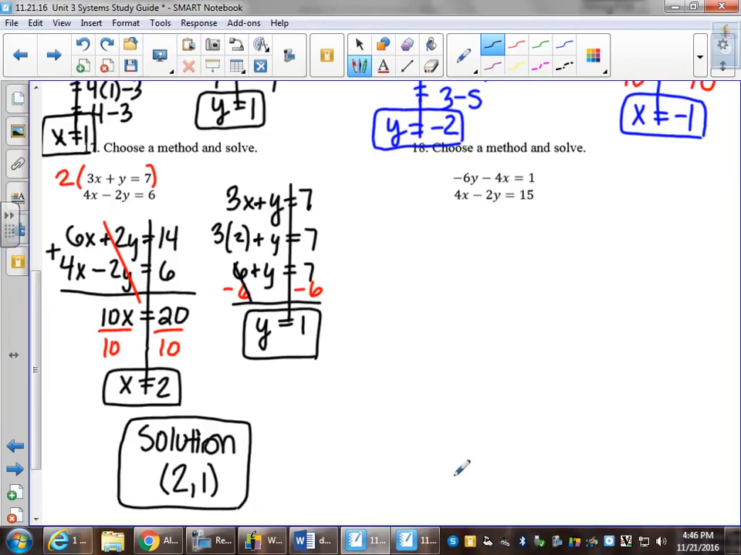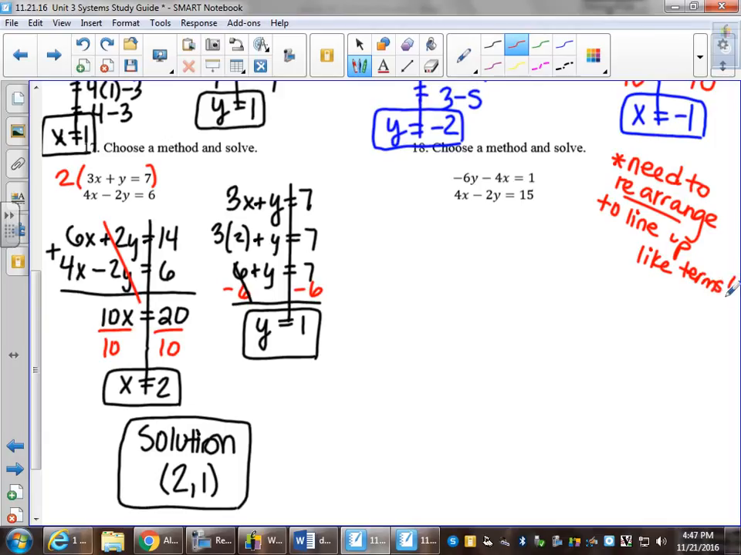Number 18 is interesting. I see that it's standard form, but did anybody notice something that has to happen first? Need to rearrange to line up like terms. Have to do that first. Notice, do the x's line up? No. Do the y's line up? No. We usually lead with x, so let's rearrange the first one. That would become negative 4x minus 6y equals 1.